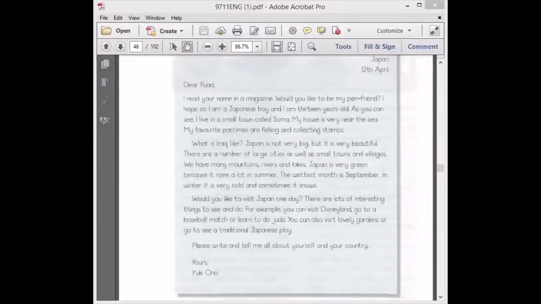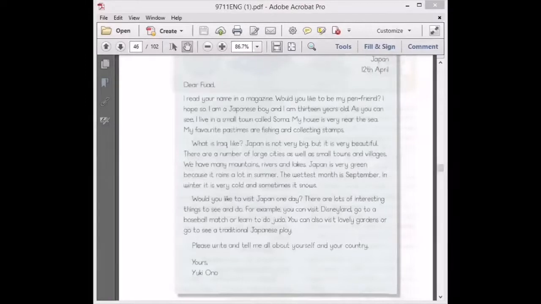Yours, Yuki Ono. So that was the letter which was sent by Yuki, who is a Japanese boy, to Fuad. And how could Yuki know Fuad's address? He could know Fuad's address through the advertisement which Fuad made in the magazine, right? So it's so clear. So in this letter, we have 1, 2, 3 paragraphs, right?